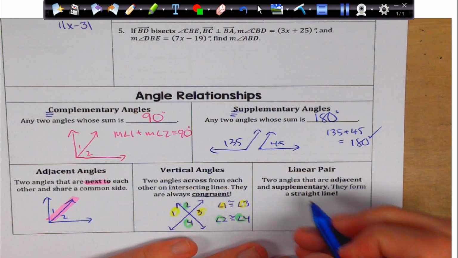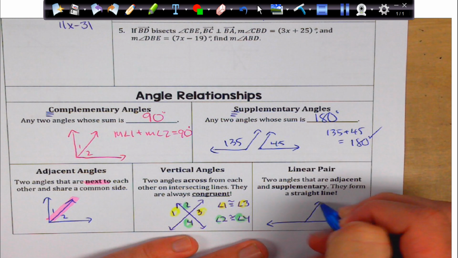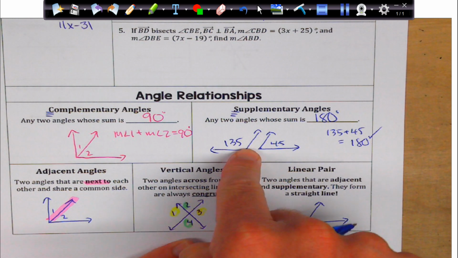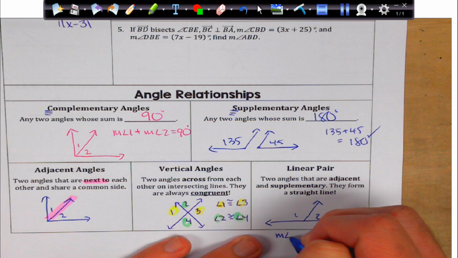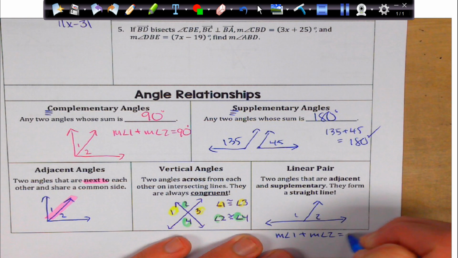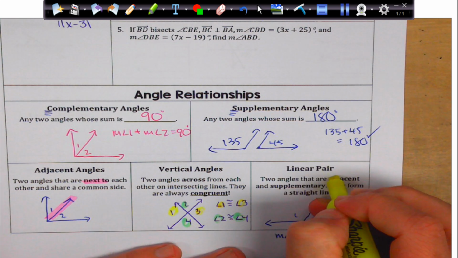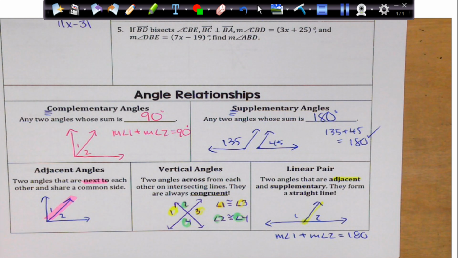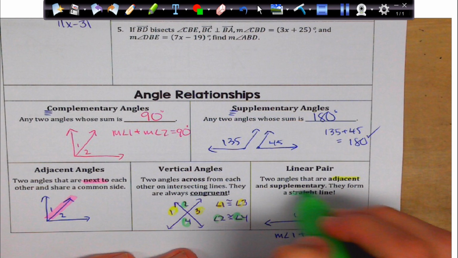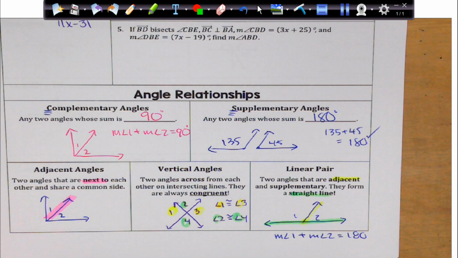Now, linear pair seems very similar to supplementary. The big difference between these, and this is why we drew this one like this, is that these ones don't have to be next to each other. These have to be next to each other. So the measure of angle 1 plus the measure of angle 2 should equal 180. The key here is that they are adjacent, meaning they share that common side, that common vertex, and they also have to form a straight line right here, which these do. This doesn't form a straight line. There's a little gap, so not quite a straight line.